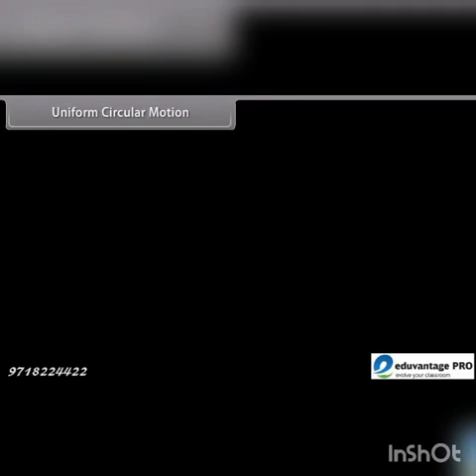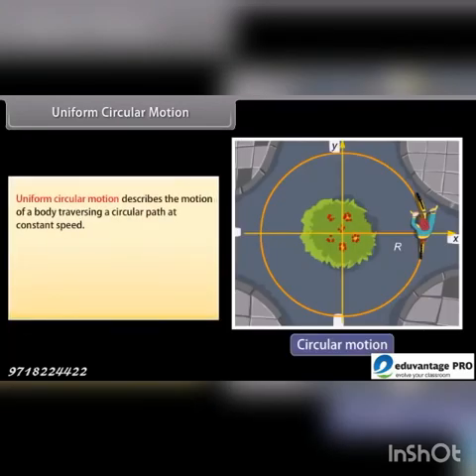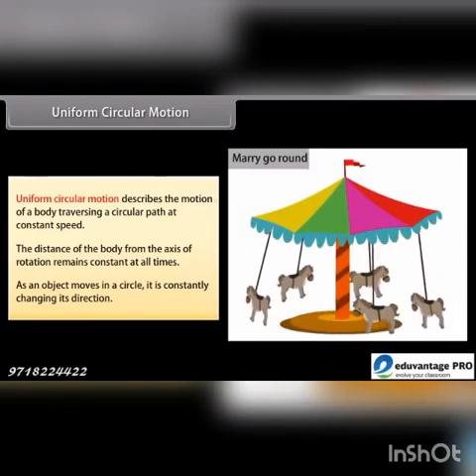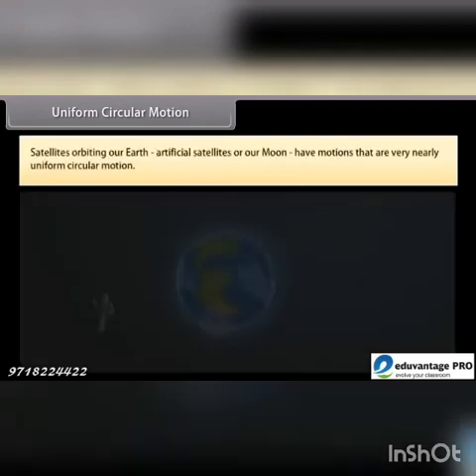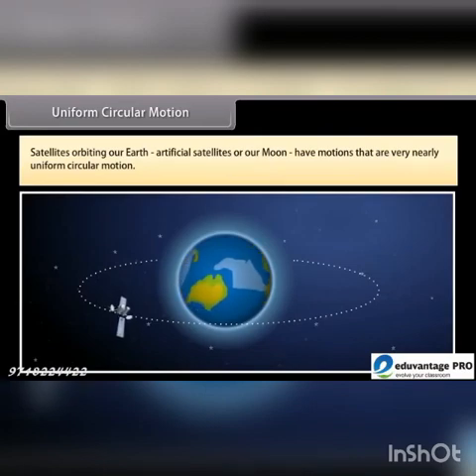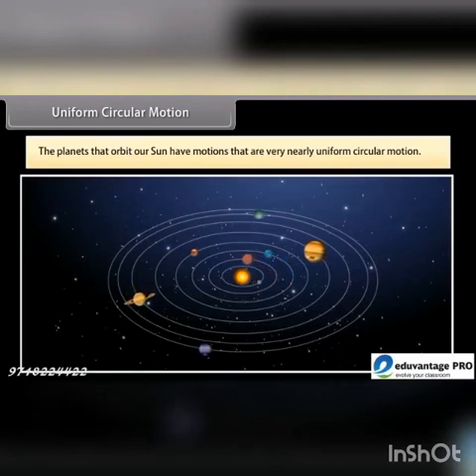Uniform circular motion. Uniform circular motion describes the motion of a body traversing a circular path at a constant speed. The distance of the body from the axis of rotation remains constant at all times. As an object moves in a circle, it is constantly changing its direction. A merry-go-round is an example of uniform circular motion. Satellites orbiting our Earth, artificial satellites or our Moon, have motions that are very nearly uniform circular motion. The planets that orbit our Sun have motions that are very nearly uniform circular motion.